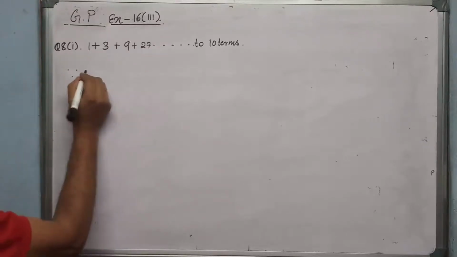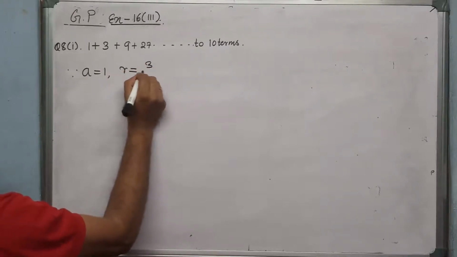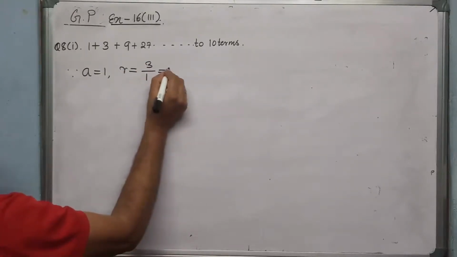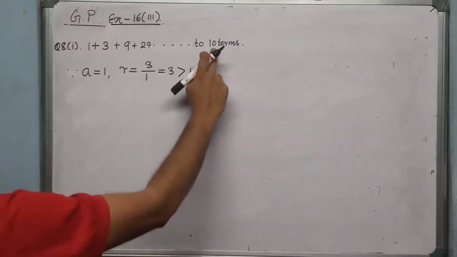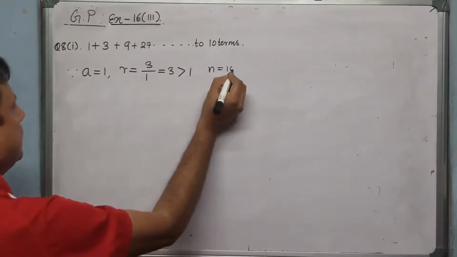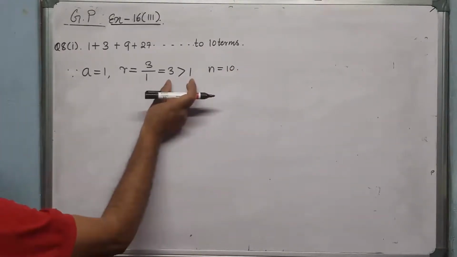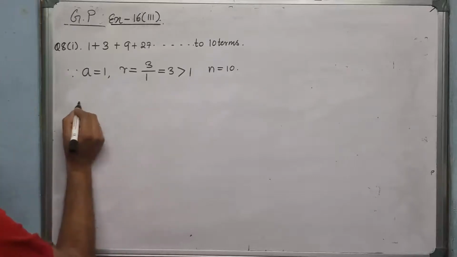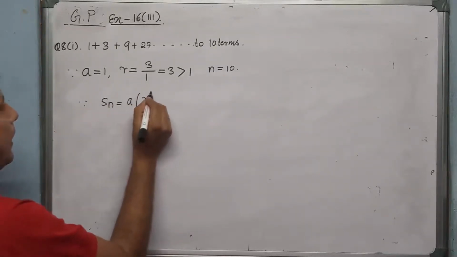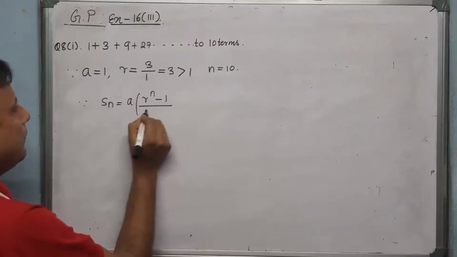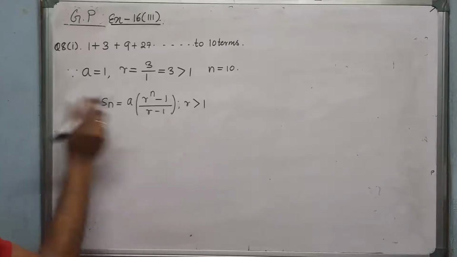According to the series, the first term is 1 and the common ratio is the second term divided by the first term, which is equal to 3. This is greater than 1, and for the sum of 10 terms, n is equal to 10. Since the common ratio is greater than 1, you have to use this formula: Sn is equal to a(r to the power n minus 1) divided by r minus 1. If the common ratio is greater than 1, use this formula.